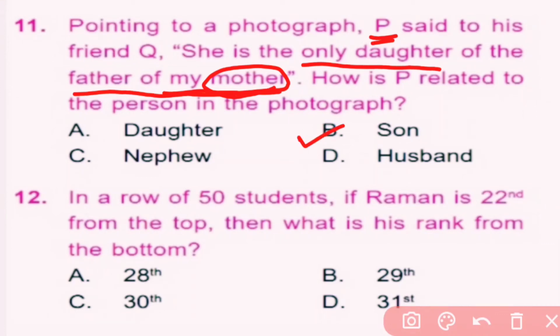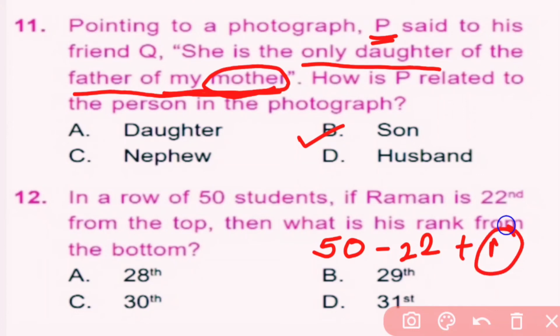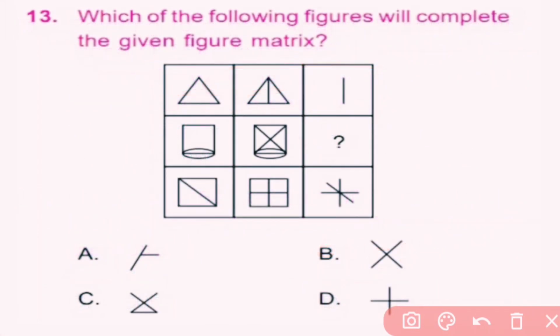Question number 12. In a row of 50 students, if Raman is 22nd from the top, then what is his rank from the bottom? So here we subtract total number minus 22 and 1 for Raman. So here 50 minus 22 is 28 and 28 plus 1 is 29. So Raman is 29th from the bottom. B is correct answer.